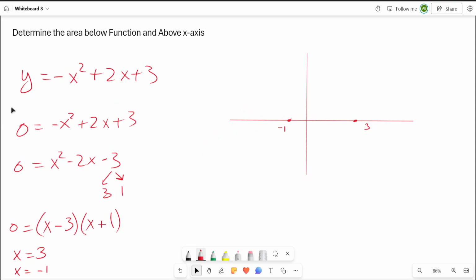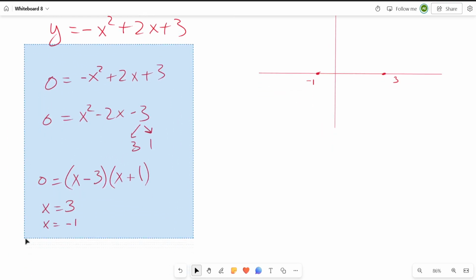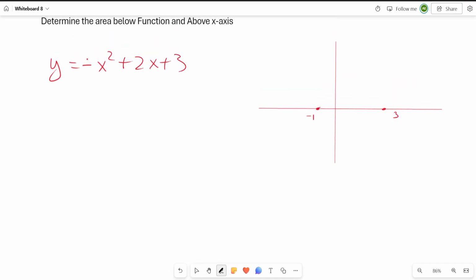I know that since the coefficient of x squared is minus, so this term over here is minus, I know that it's an open downward parabola, okay? So I know it will look something like this. Okay, let's try and draw it better. Okay, so this is point and that is the other point. So this is my parabola shape over here.